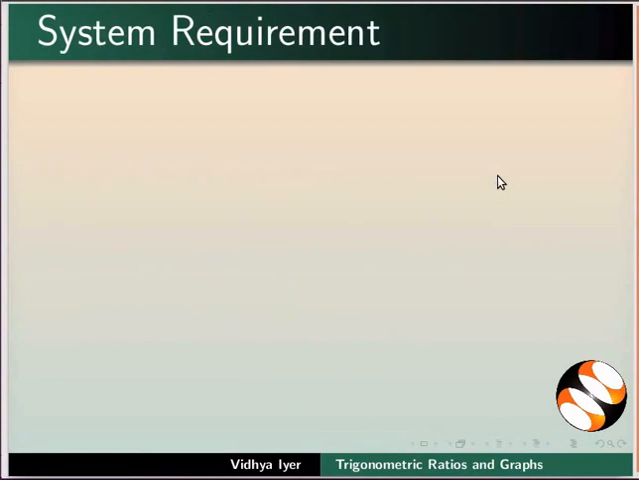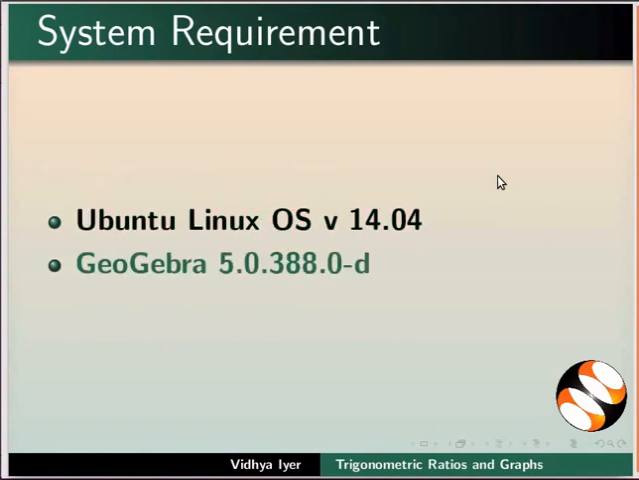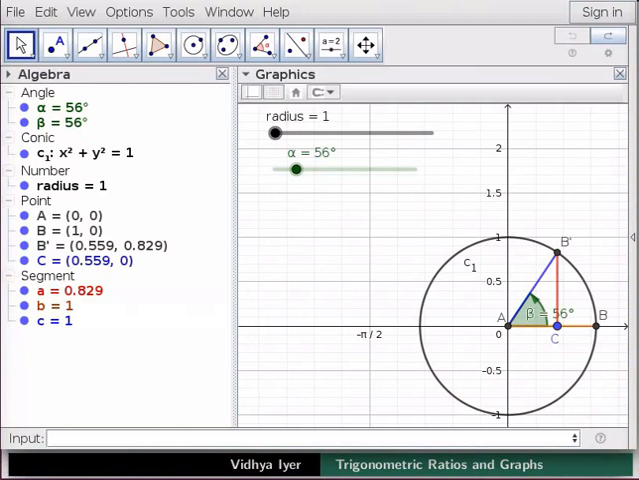Here I am using Ubuntu Linux operating system version 14.04, GeoGebra 5.0.388.0-D. I have opened the GeoGebra interface with a unit circle and a right triangle A, C, B prime.